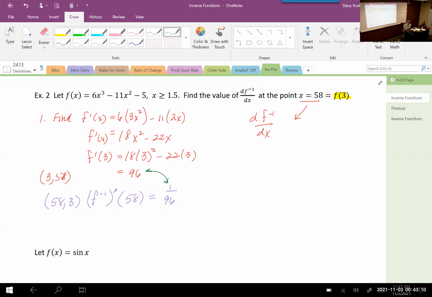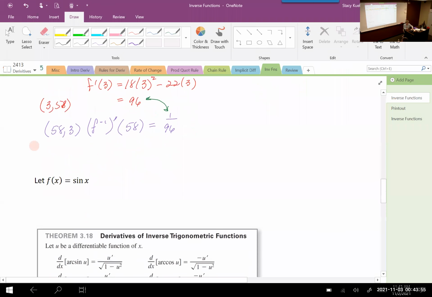I'm a little confused about where you got 58 from. 58 was plugged in. 58 would be the x value on the inverse function. So if I know from the original function, we'll call it f, that I have the point (3, 58) on f, then on the inverse I would have to have (58, 3). That's where those two numbers are coming from. I'm just showing you how those are related at that point.